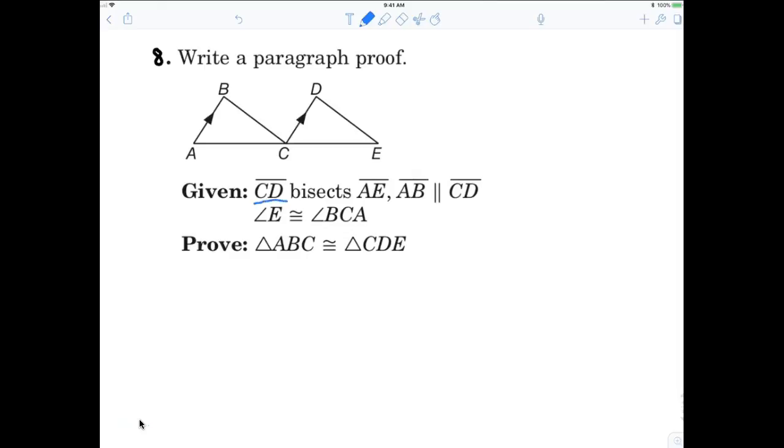Now, here's what we're talking about. CD bisects AE. So on your figure, I would mark the figure as I read the given. So we would say that what? AC, there you go. Perfect. That's what I would mark. Now it has already marked AB is parallel to CD. And then it has angle E, so I'm going to mark angle E is congruent to BCA. There we have it. Now tell me what your question is.